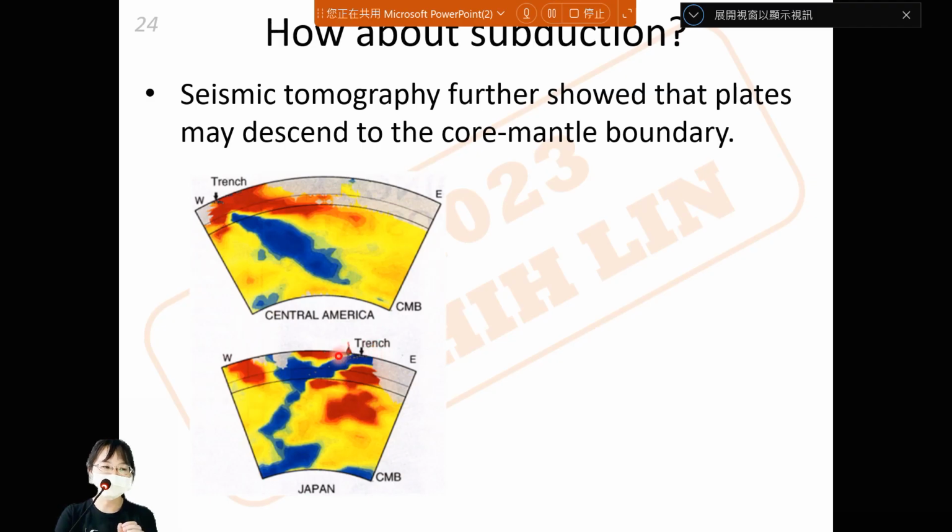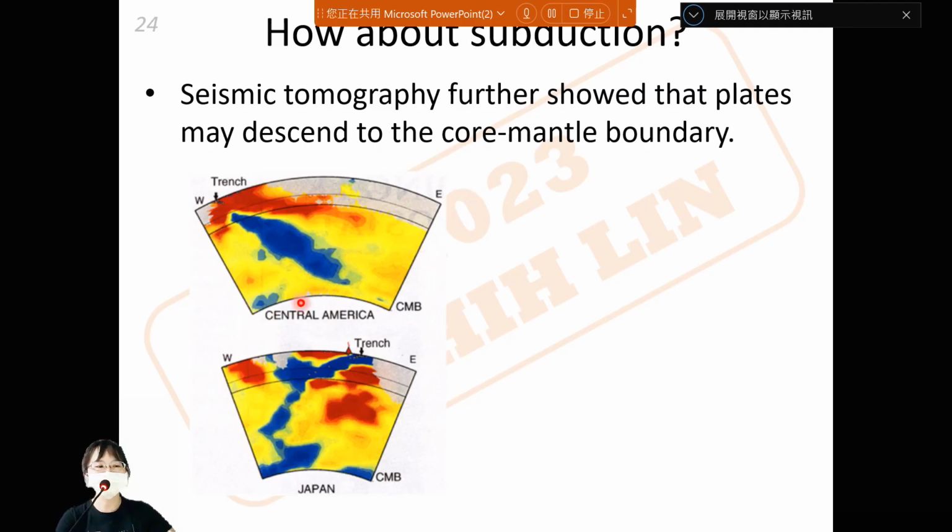Starting from the change down to the core mantle boundary, there is slab-like material which has high density. This will give you the impression that this is the subducted plate. And you can see patches here. It looks like the subducted plate resting on the core mantle boundary.